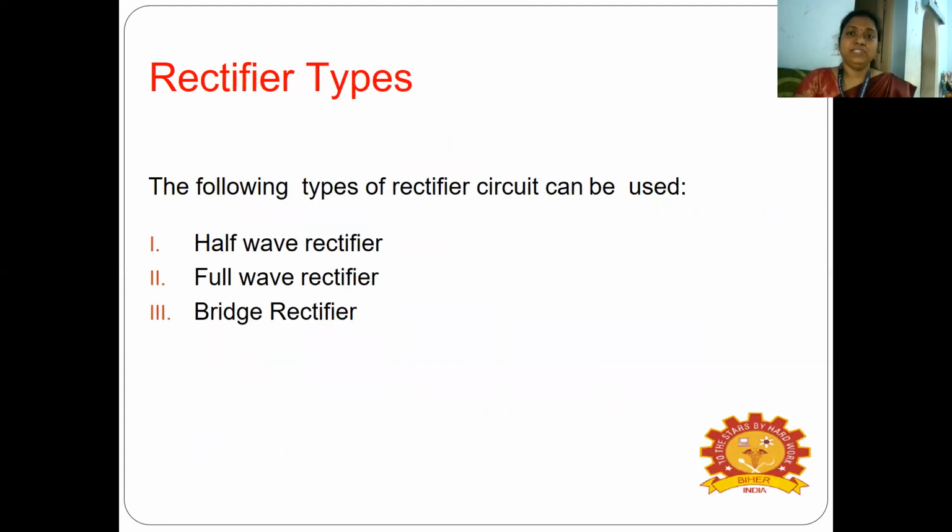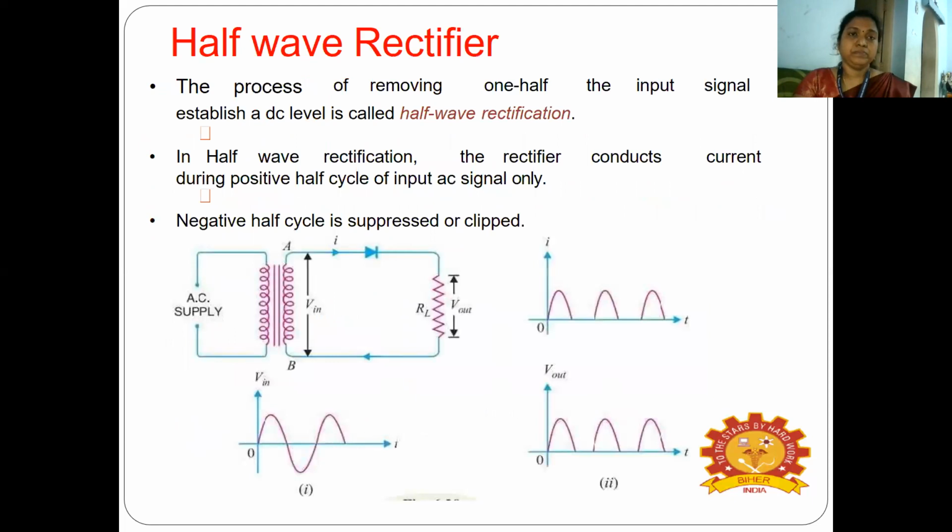Now next we will see what types of rectifier circuit we are going to study here. The first one is the half wave rectifier, the second one is the full wave rectifier, and the third one is the bridge rectifier. So we will see the half wave rectifier first, then the full wave, and finally the bridge rectifier.